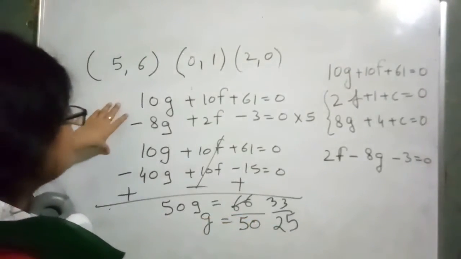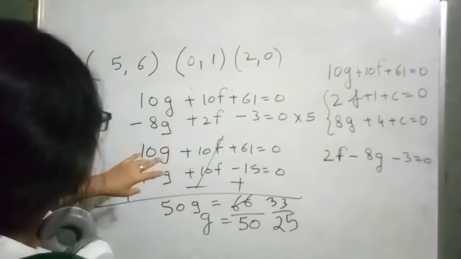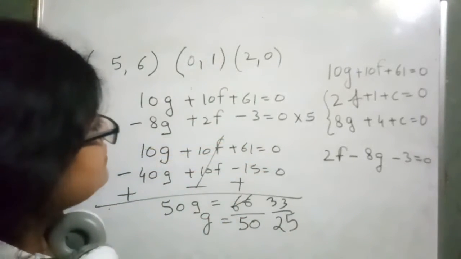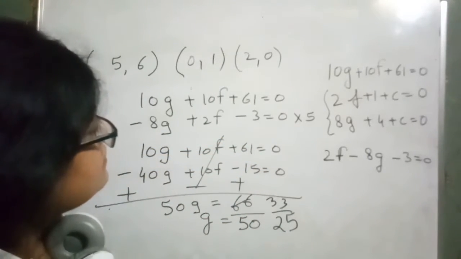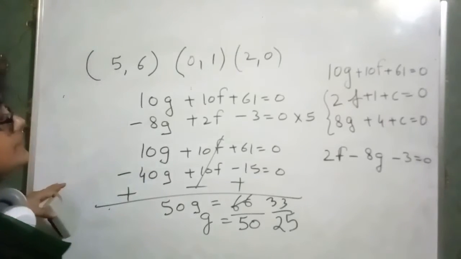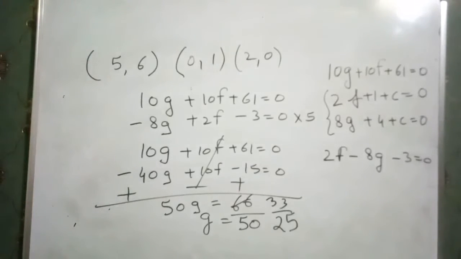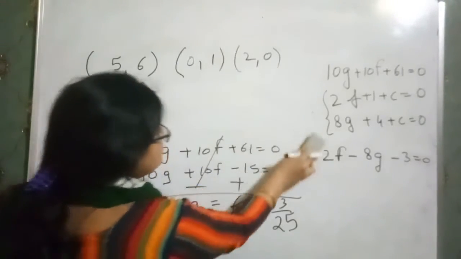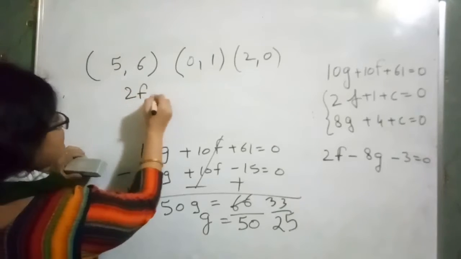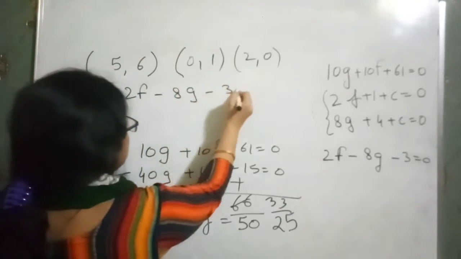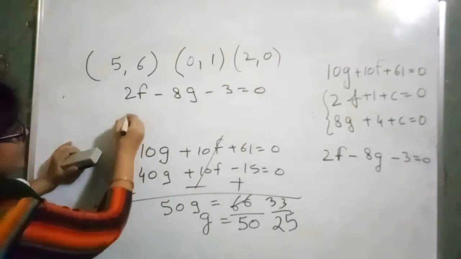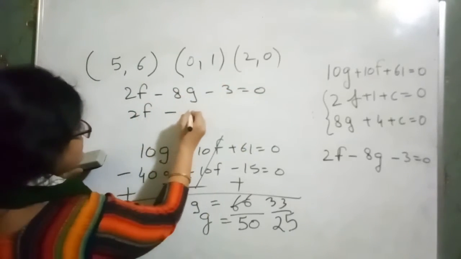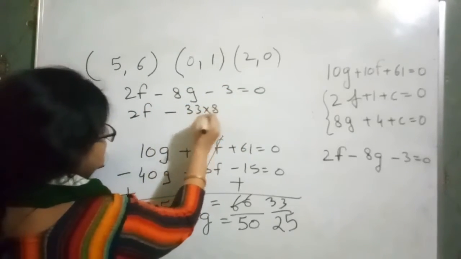Is there anything wrong? Just check it. Yeah, correct. Now put the value in 2f minus 8g minus 3 is equal to 0, that is 2f minus 33 into 8.